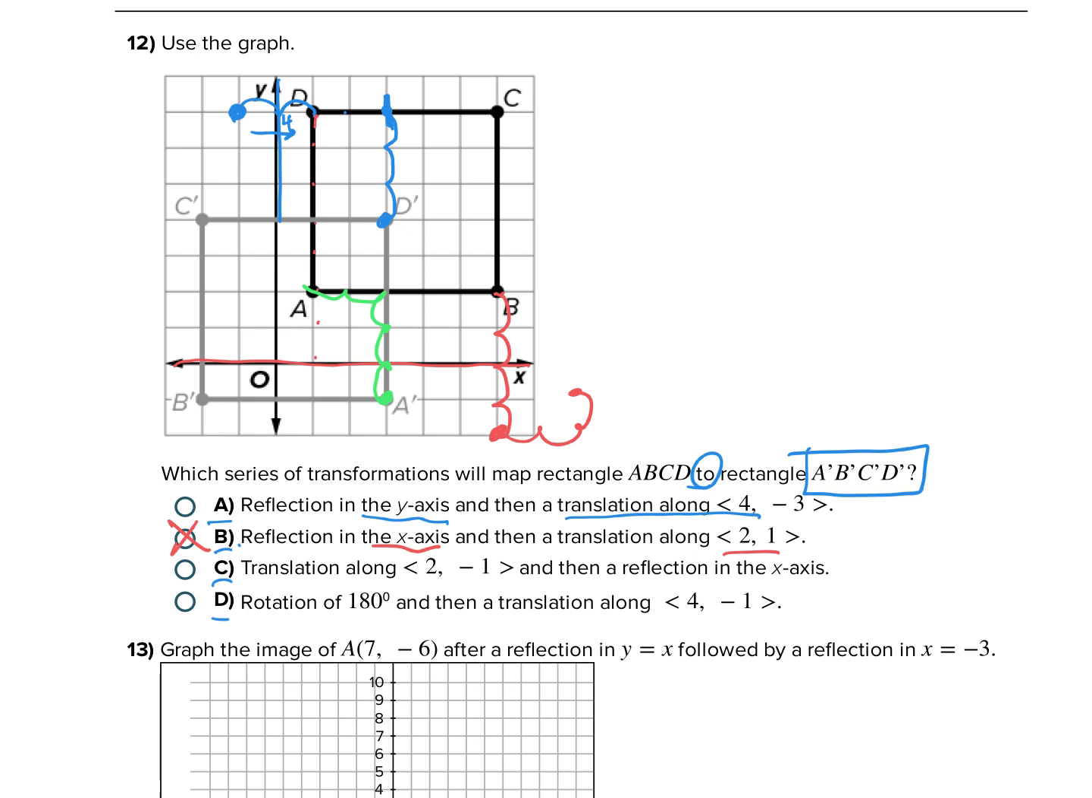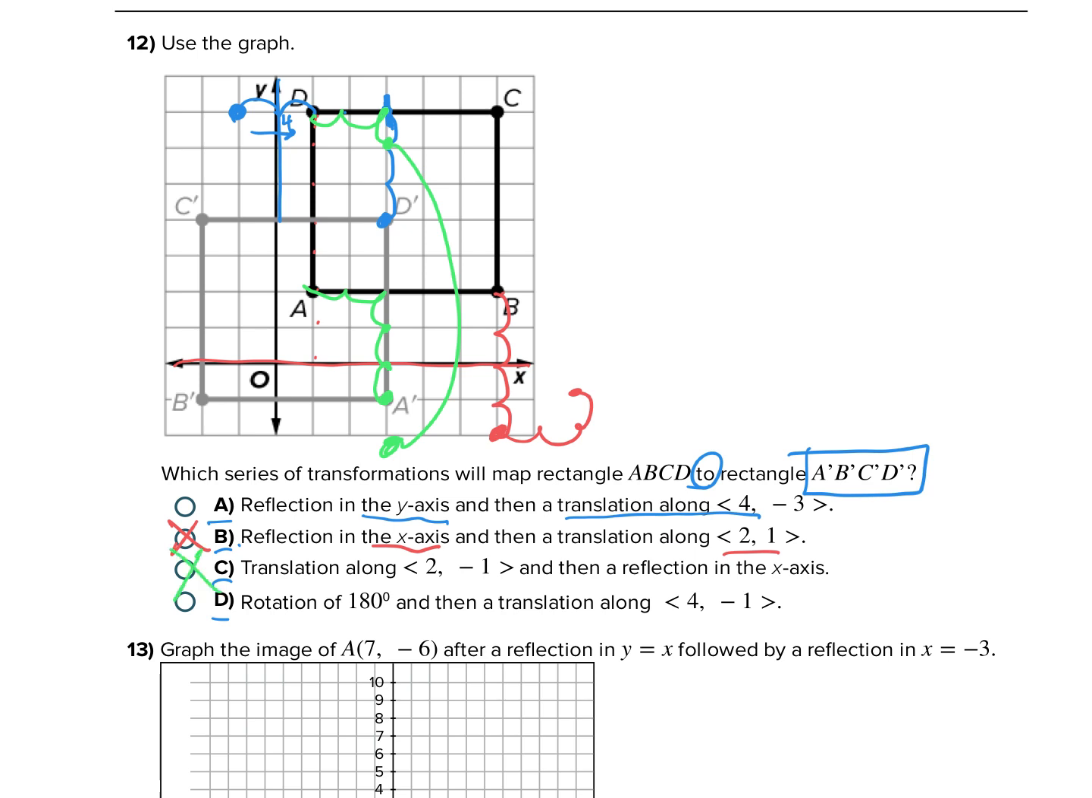That does map to point A. But again, let me try another point just to confirm. If you notice, it would have to work for all the points. So if I use point D, 2 to the right, 1 down, and then a reflection over the x-axis would bring me down here. So you notice, even though option C worked for A, it doesn't work for any of the other points. So that's why I can eliminate that.